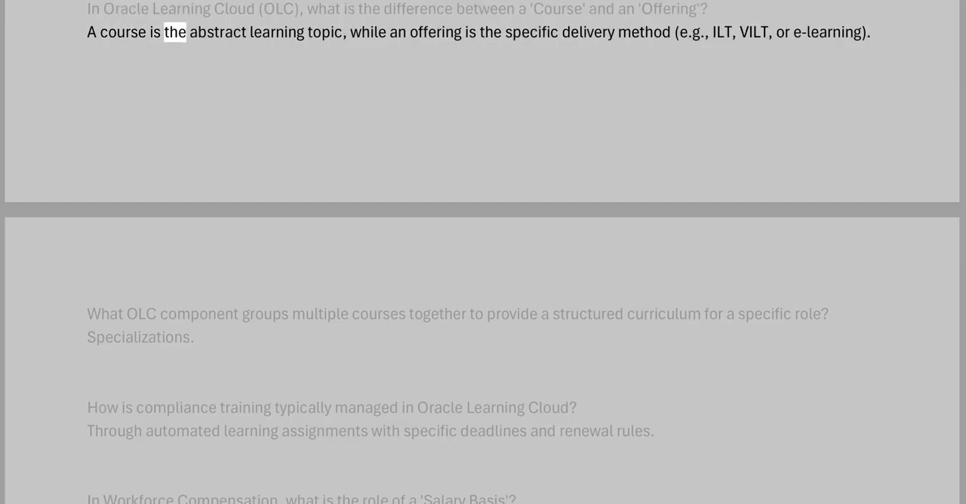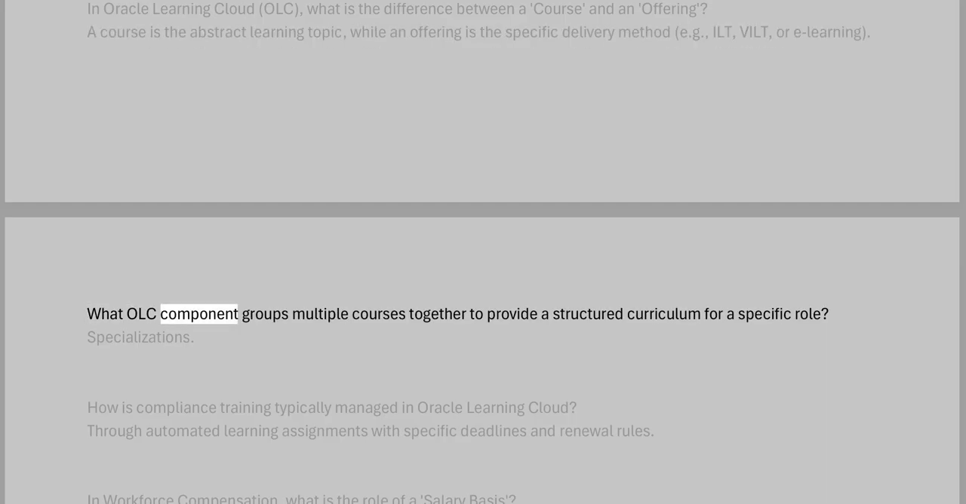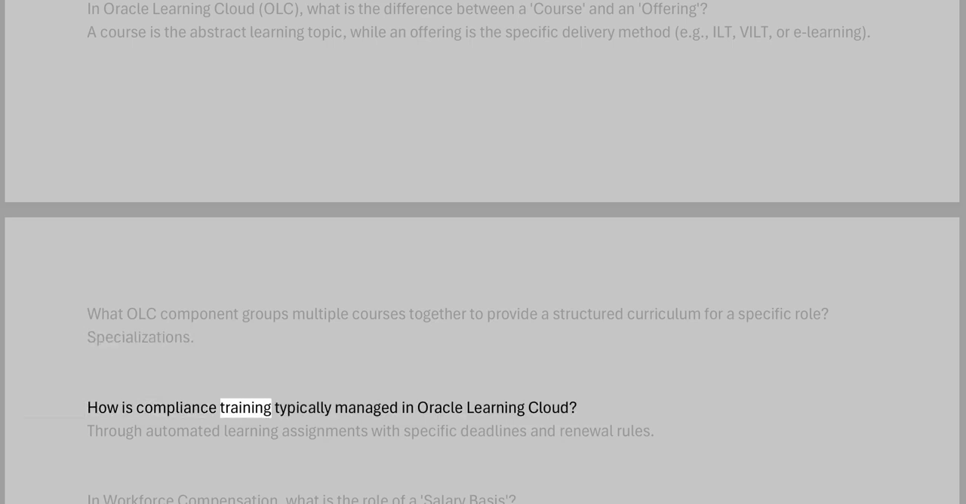A course is the abstract learning topic, while an offering is the specific delivery method, e.g., ILT, VLT, or e-learning. What OLC component groups multiple courses together to provide a structured curriculum for a specific role? Specializations. How is compliance training typically managed in Oracle Learning Cloud?